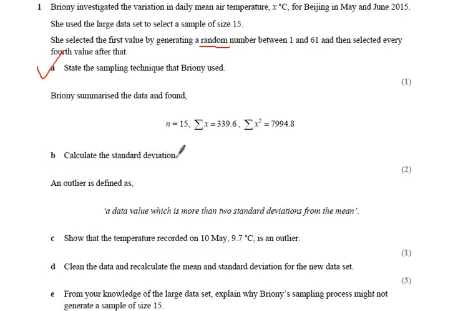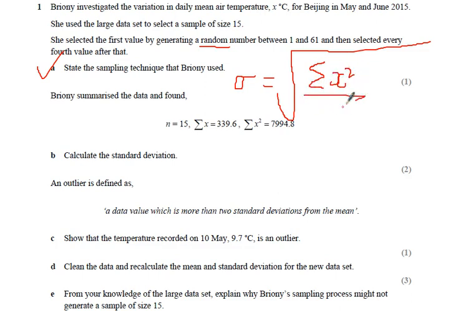Part B, calculate the standard deviation. Well, you should know that the standard deviation, sigma, is the square root of the variance. And the variance, now we're given it in sigma x squared and sigma x and n. So rather than the (x minus x bar) in a bracket squared, we're going to use the other form of the formula, which you really ought to know, which is sigma x squared over n, notice how the x squared is inside the sigma, minus (sigma x over n) squared, and this squared is very much not inside the sigma. In fact, it's outside the whole bracket.